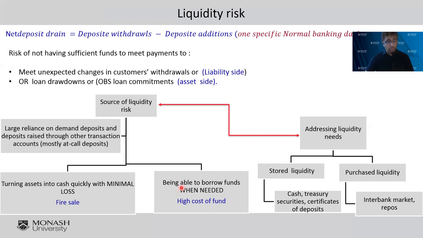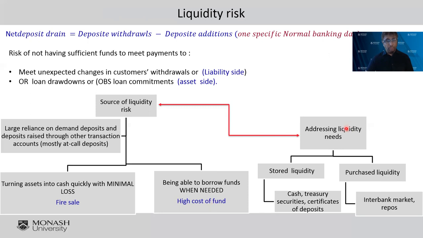Now, if you decide to use purchased liquidity and you want to borrow while rushing under this stress of liquidity, usually you will have a high cost of funds, which means you will borrow at more than the market rate. So the first problem, you sell your asset for less than the market, and when you borrow, you pay more than the market.